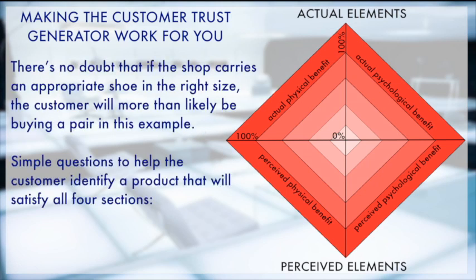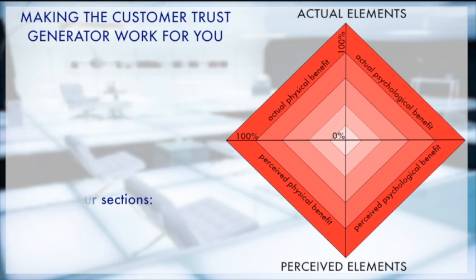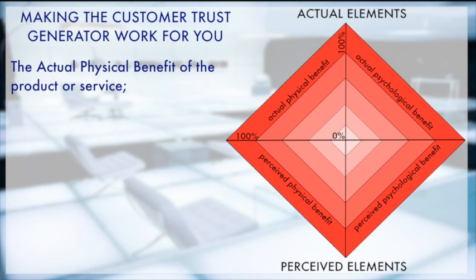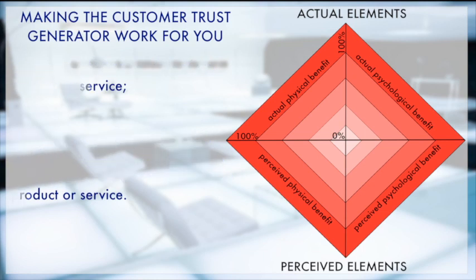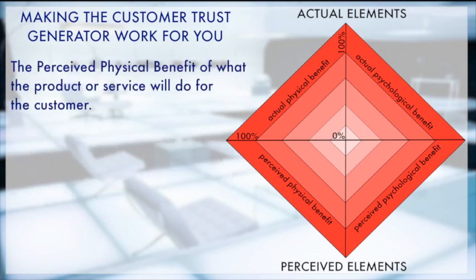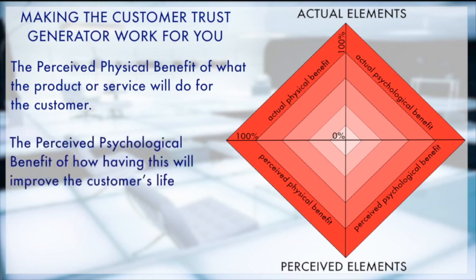There's no doubt that if the shop carries an appropriate shoe in the right size, the customer is more than likely to be buying a pair if you've used those sort of questions in this example. Simple questions to help the customer identify a product that will satisfy all four sections. The actual physical benefit of the product or service, the actual psychological benefit to the customer's peace of mind or happiness of buying or having that product or service, the perceived physical benefit of what the product or service will do for the customer, and the perceived psychological benefit of how having this will improve the customer's life.